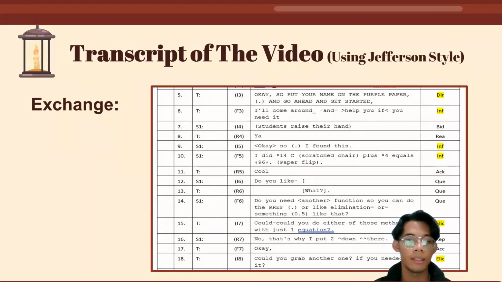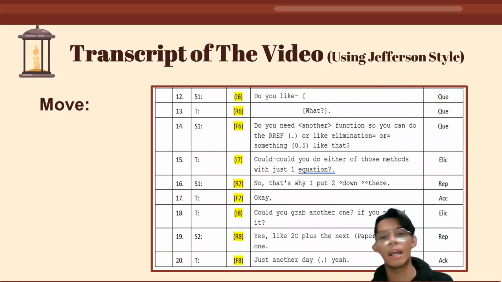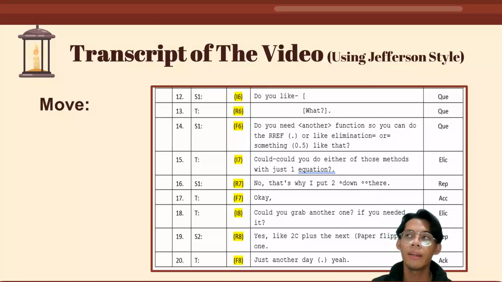So yeah, that's the exchange in this video. Now, after exchange, we have move. So yeah, this is the move, the IRF. Remember the IRF? I is the initiate, R is the response, and F is the follow-up. Follow-up always comes after response, and initiate always comes first.